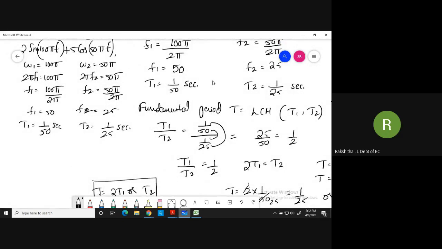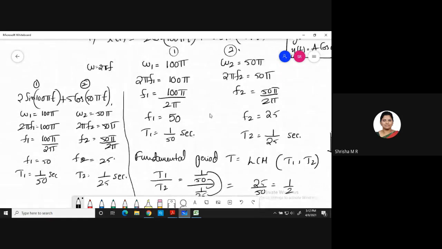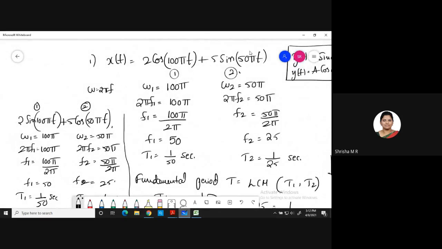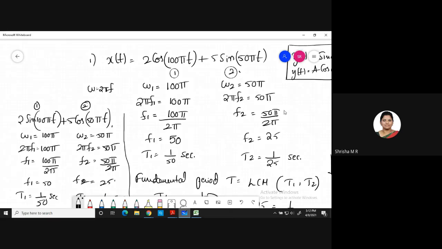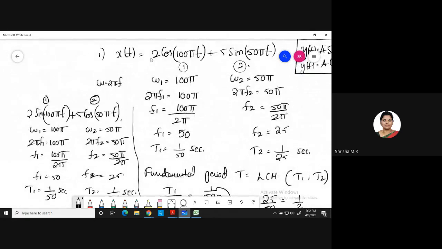Ma'am, they have given 2 sine and 5 cos for starting numbers. Yeah, don't worry about amplitudes. Just take omega, that's all. Okay, ma'am. So if you have pi in omega, then it will be periodic only. If you have omega as a function of integer, then it's non-periodic, as we saw in the next case. Don't worry about the amplitudes here. Just check omega. Clear?